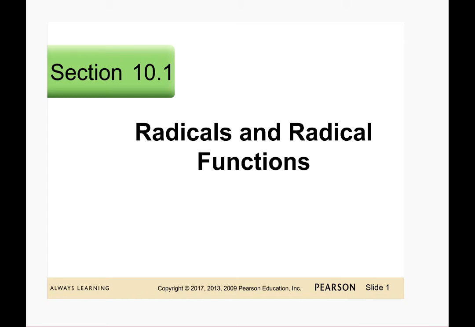Welcome to Chapter 10. Chapter 10 deals with radicals and radical functions. We're going to talk about cube roots and fourth roots and fifth roots and sixth roots and fractional exponents and all kinds of crazy, amazing stuff. So this section in particular tries to focus on just radicals and radical functions, what they are, how they work, what their graphs look like. So a lot of information packed into this one section.